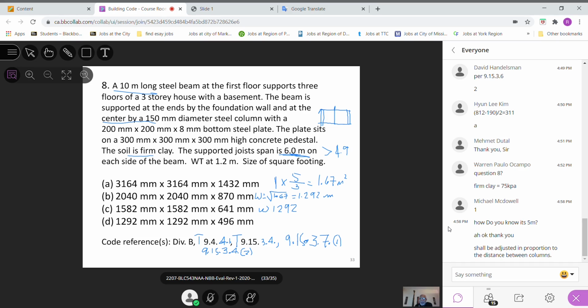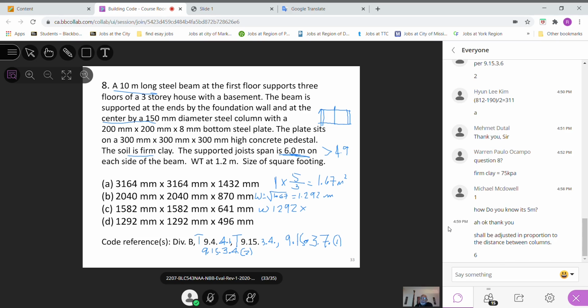So we have to multiply 1292 by 6 divided by 4.9. Again, proportionally, we have to increase it. That gives us 1582. Okay, and now we have the water table at 1.2.